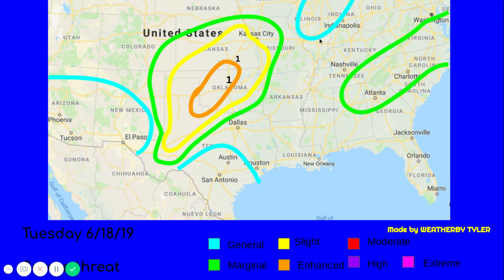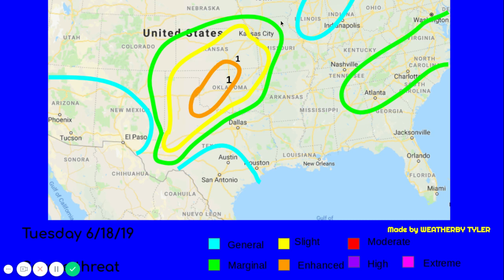But let's go ahead and get into it. You can see up here by Indianapolis, first of all, it's starting to be a marginal risk. Atlanta, Charlotte, North Carolina, and south of Washington, D.C., you have a marginal risk. The main threat in this area is damaging winds. Damaging winds is the main threat over here towards Atlanta, north and central Georgia, northeastern Alabama, in that area.